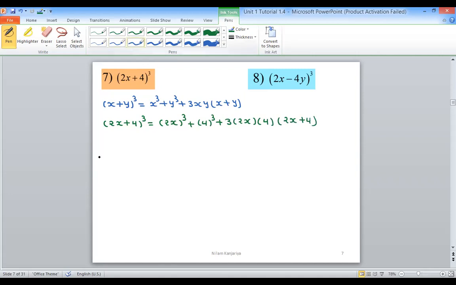Now we apply the cube. Cube means the quantity is multiplied 3 times. This 2 is multiplied 3 times. That is cube. So 2 cube is 8, x cube is x cube. 4 cube, 4 into 4 is 16, 16 into 4 is 64. Plus 2 into 3 is 6, 6 into 4 is 24x, into 2x plus 4. Open the bracket. This 24 is multiplied by the given bracket, and this is your final answer.